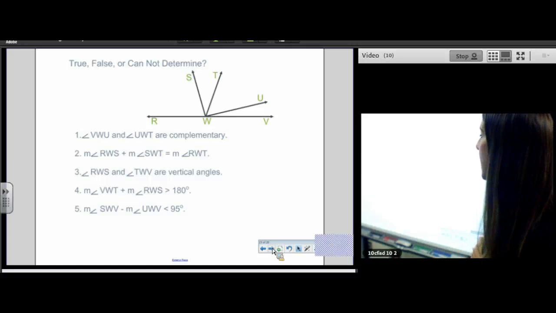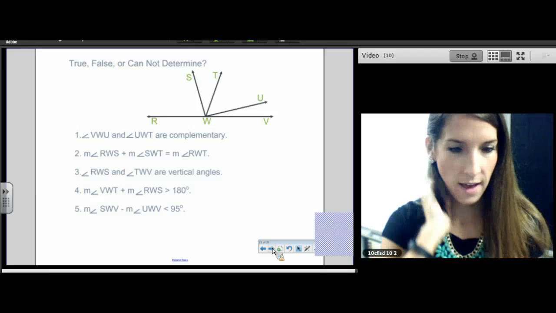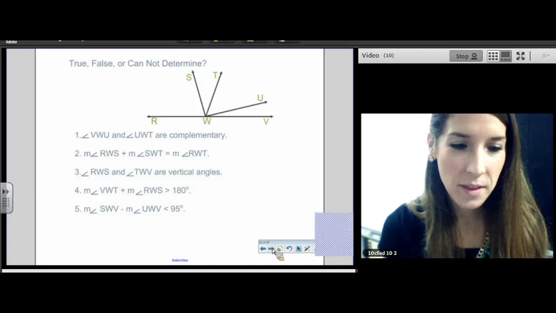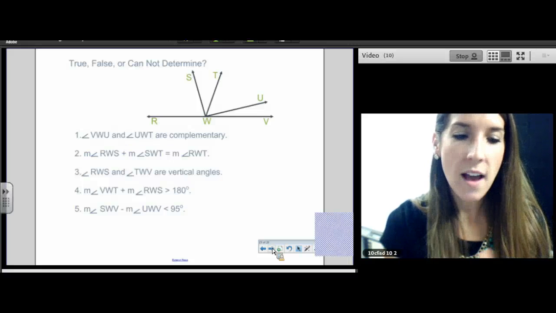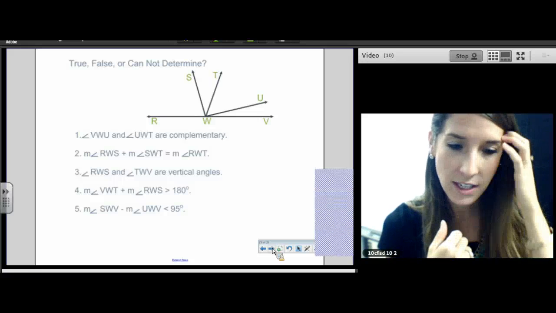True, false, or cannot determine. Some of my angle symbols were kind of falling down there. Sorry about that. All right, let's go through this and see if we can determine. Now, it takes a while to get used to. When I use 3 letters, which angle am I actually talking about?